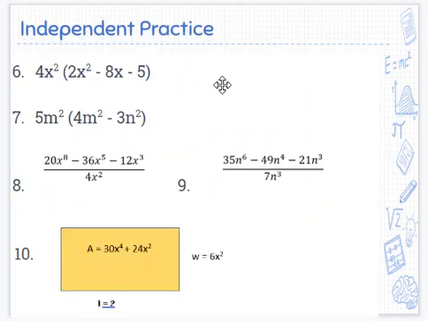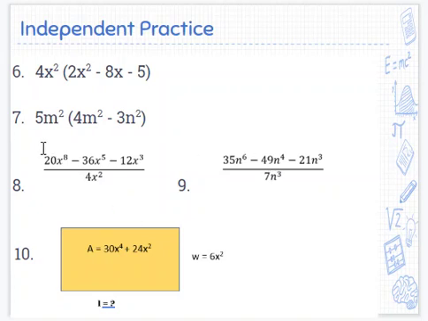This one, 6 and 7, you are multiplying. So basically you're distributing the monomial to each term within this case polynomial, this case binomial. Now be very careful. 5m squared times 4m squared minus 3n squared. First term, you should be okay. This second term, watch your variables. Are they like or are they not like?